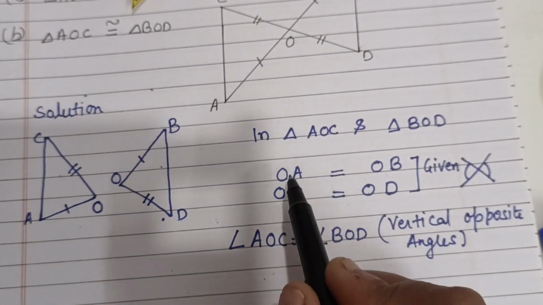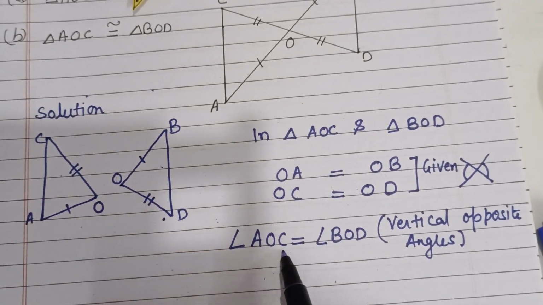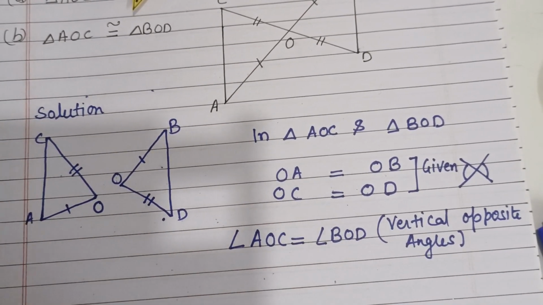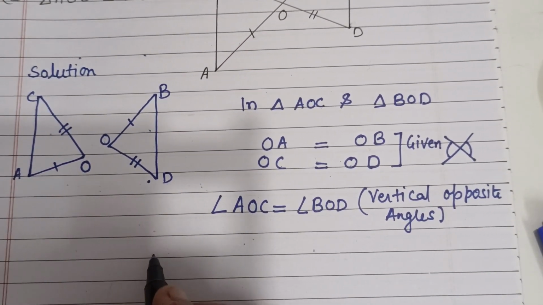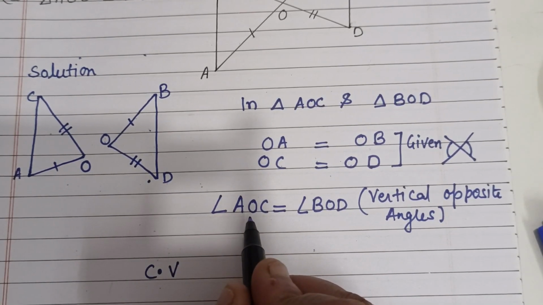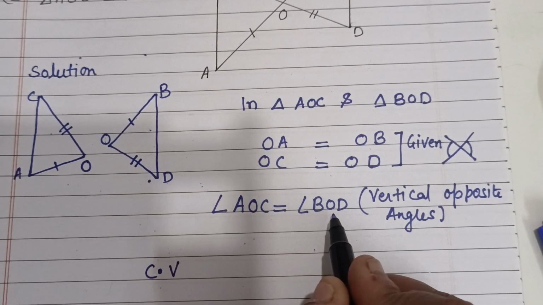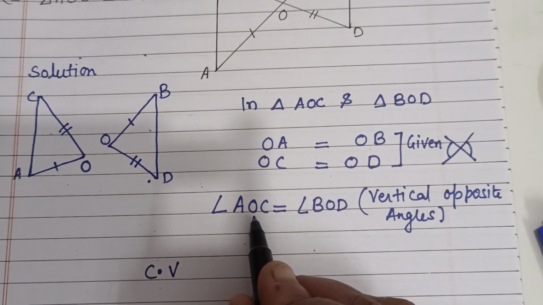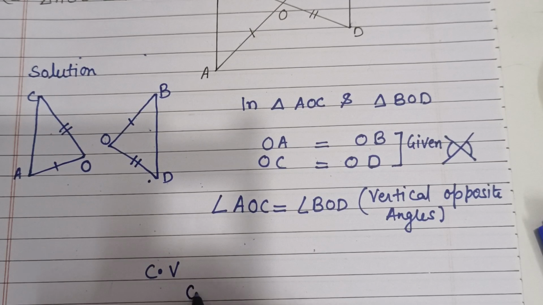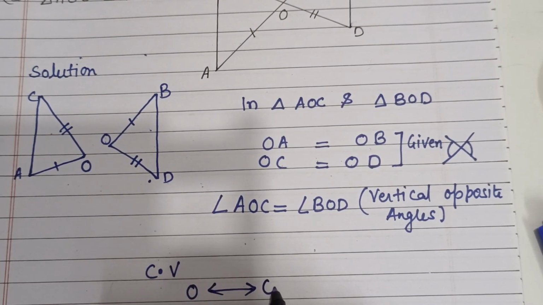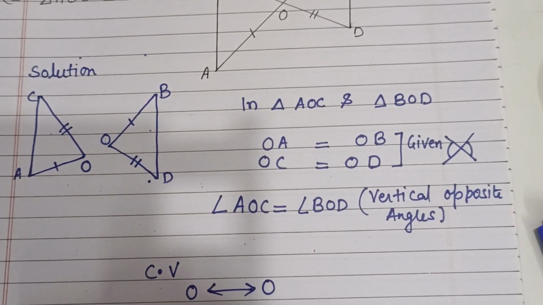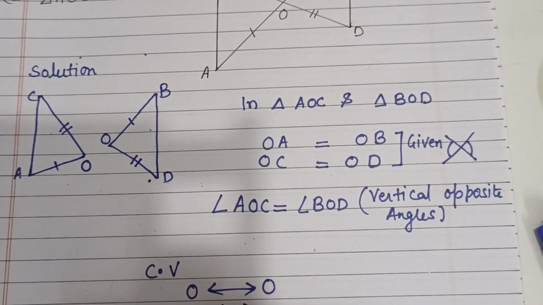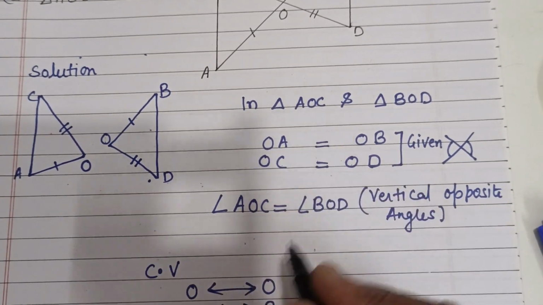Okay. So now I can see the two sides and the included angle between them are equal. Now I need to find out the corresponding vertex. So at first we will find out the corresponding vertex with the help of the angle. The middle letter of this angle will be equal to the middle letter of the other angle. So O will correspond to O. Now when O is corresponding to O, that means A will correspond to B and C will correspond to D.